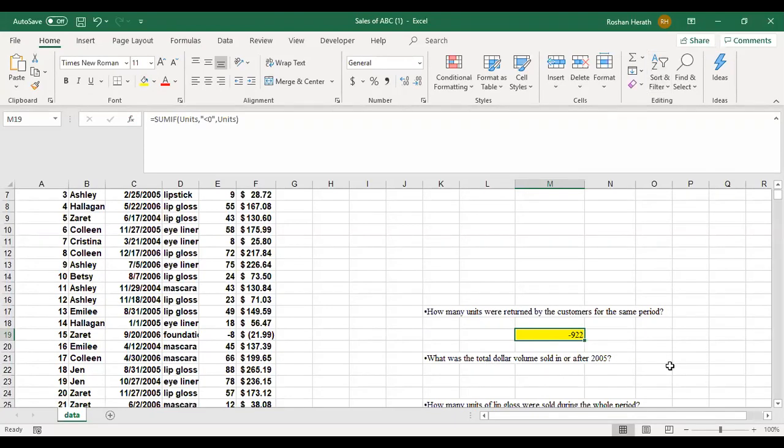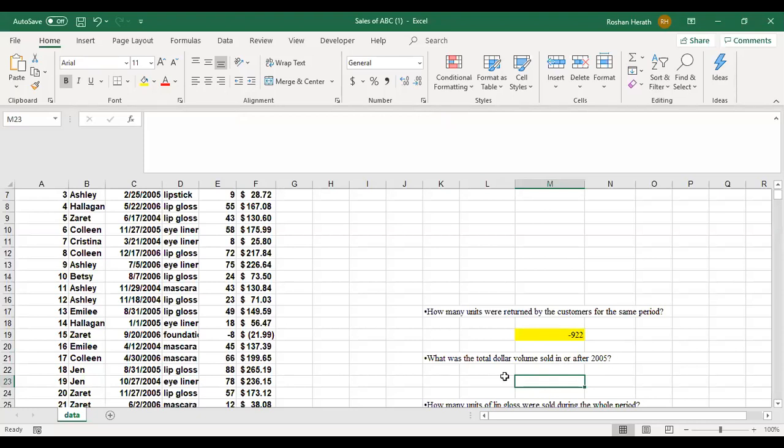Yes, there's one question. Seems to be, can we use an OR function with the SUMIF function? An OR. So we may have to check that. We may have to check that leisurely. So we may go through this and later we may see that, right? Okay. Right, here it asks, what was the total dollar volume sold in or after 2005?